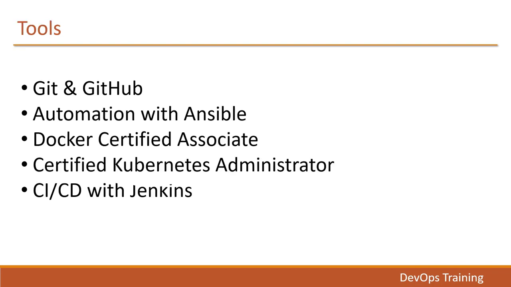In our training, we are going to learn Git and GitHub, which is a version control system and source code management tool. And we have automation with Ansible, which is a configuration management tool. We have Docker Certified Associate for the containerization tool. We have Certified Kubernetes Administrator for Kubernetes, which is a container management tool, and we have complete CI/CD with Jenkins. So let's jump into the hands-on of Git and GitHub.